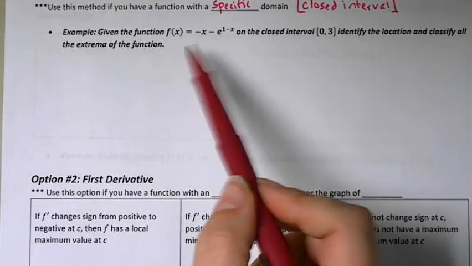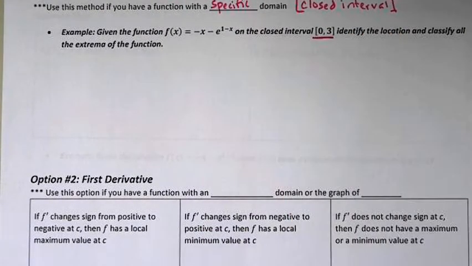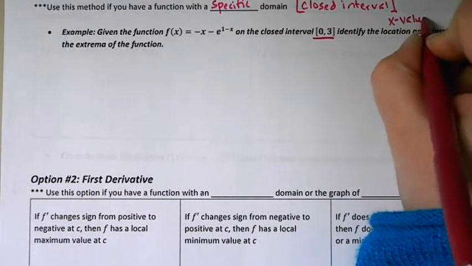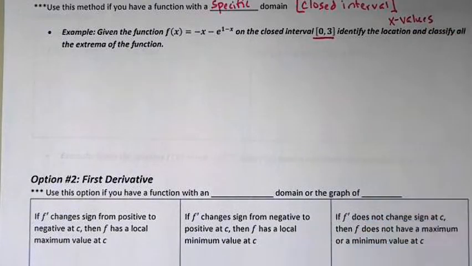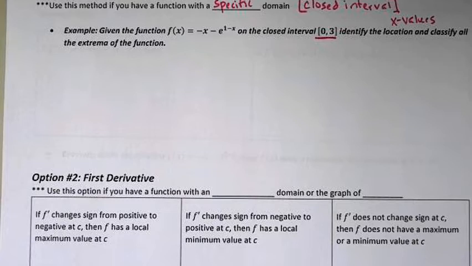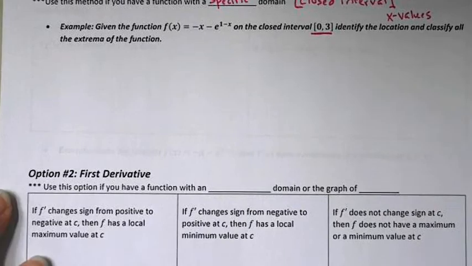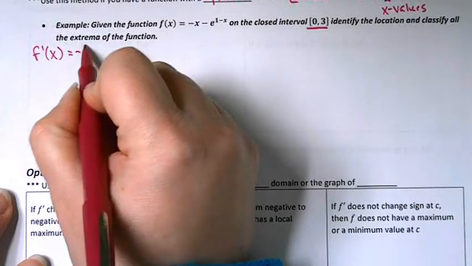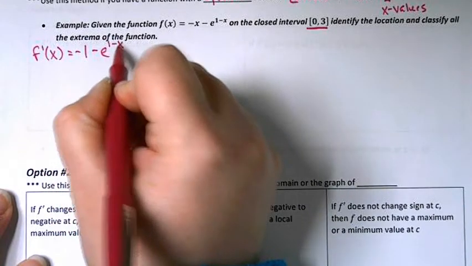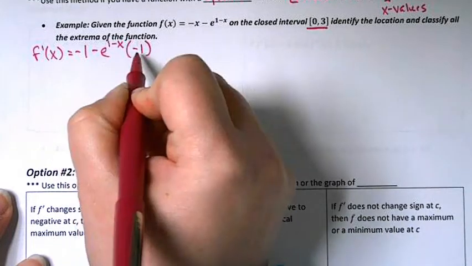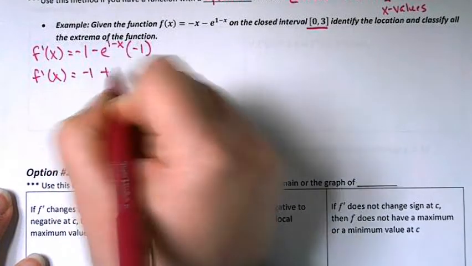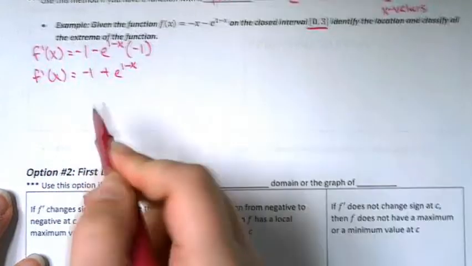So we're given this function. We're on a closed interval from 0 to 3. We want to identify the location, which is the x values, and then classify all the extrema of the function. So the first thing we need to do here is, of course, take the derivative. So f prime of x is going to equal -1 minus e to the 1 minus x times -1 because of our chain rule. So f prime of x is equal to -1 plus e to the 1 minus x.